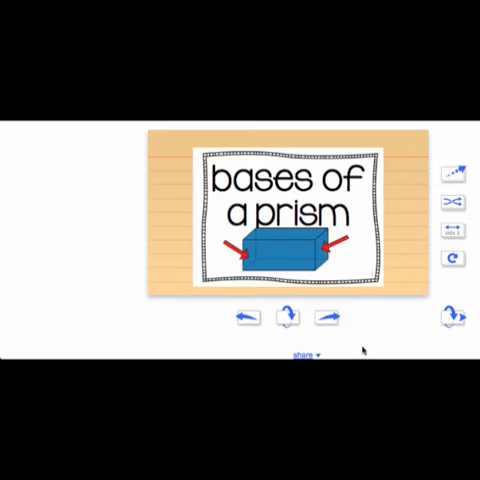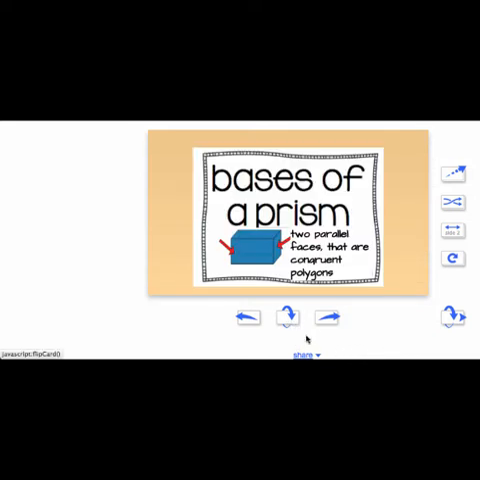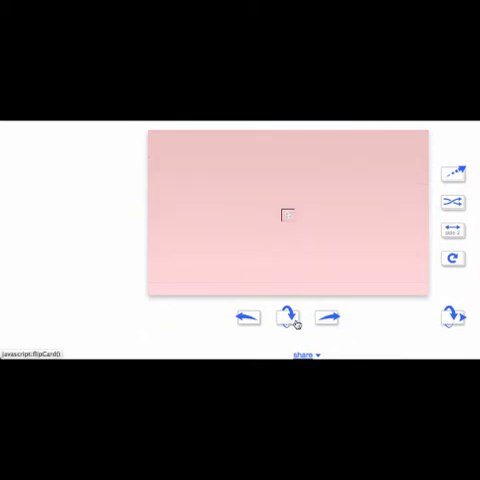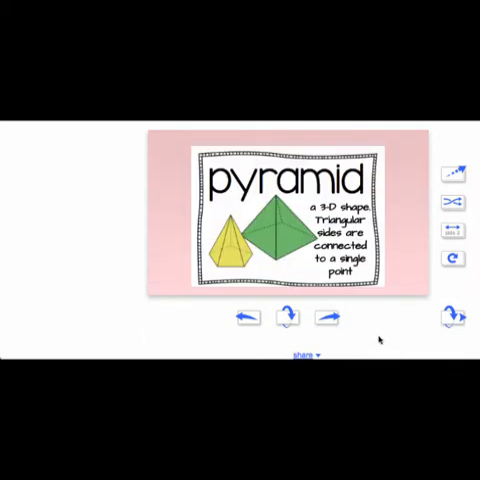Bases of a prism. 2 parallel faces that are congruent polygons. Notice a face can also be a base. Pyramid. A 3D shape. Triangular sides are connected to a single point up at the top.